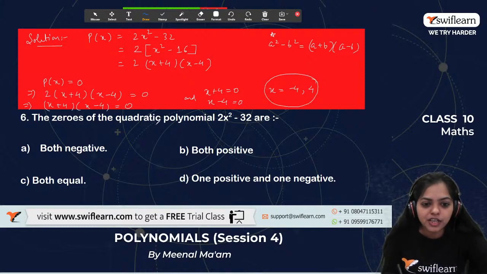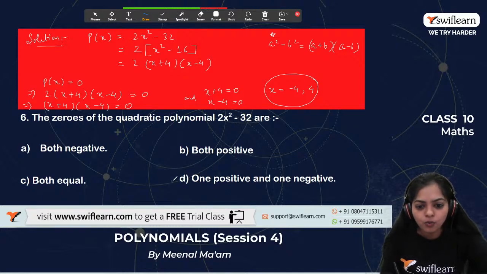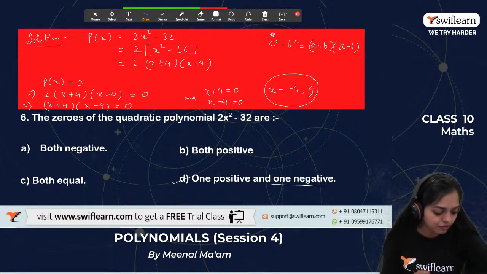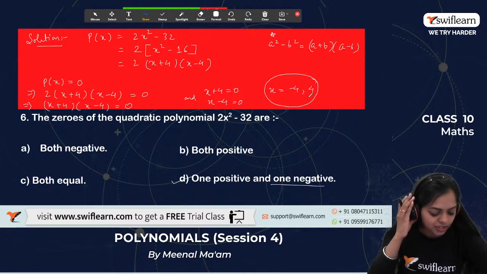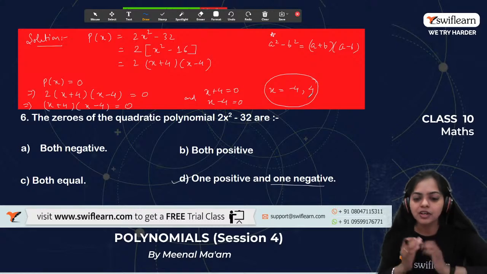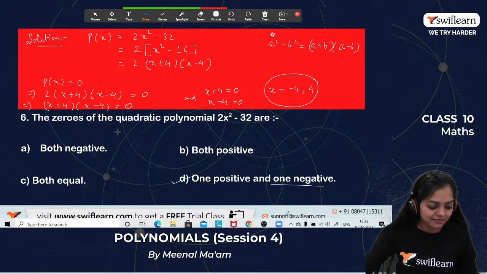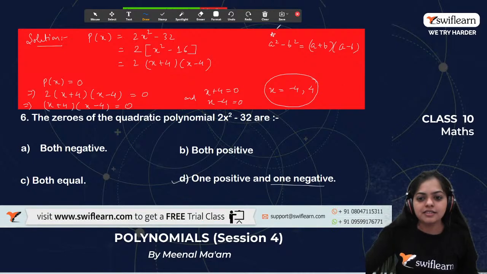So the zeros of the quadratic polynomial 2x square minus 32 are one positive and one negative. And what are the values? Negative 4 and positive 4. Got it? Yes, very good, Disha. Positive 4 and negative 4. Got it, everyone? Yes. All right.